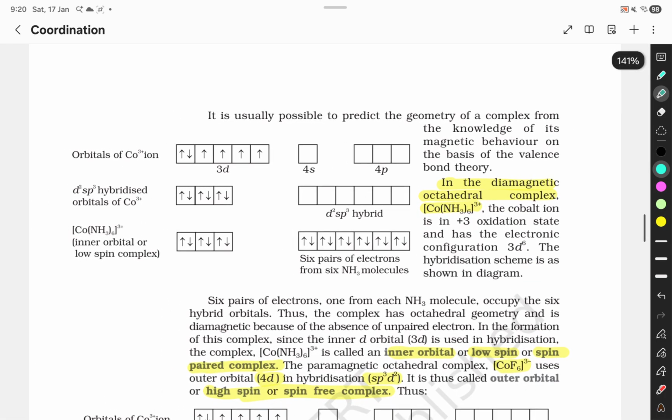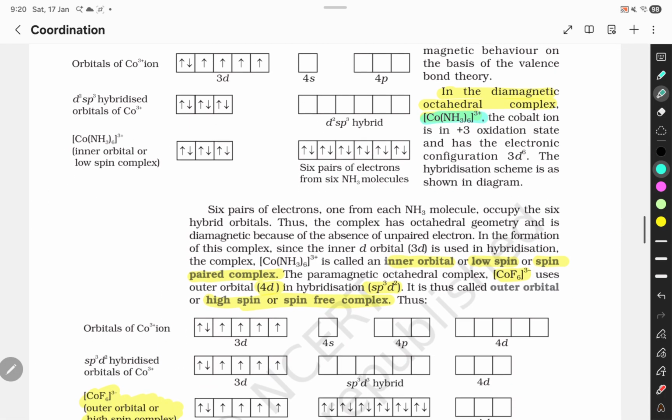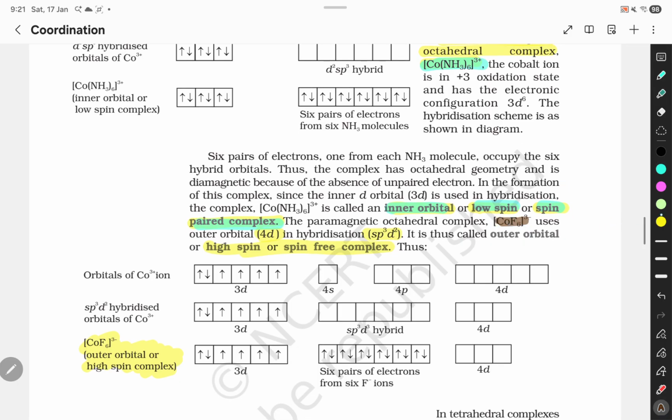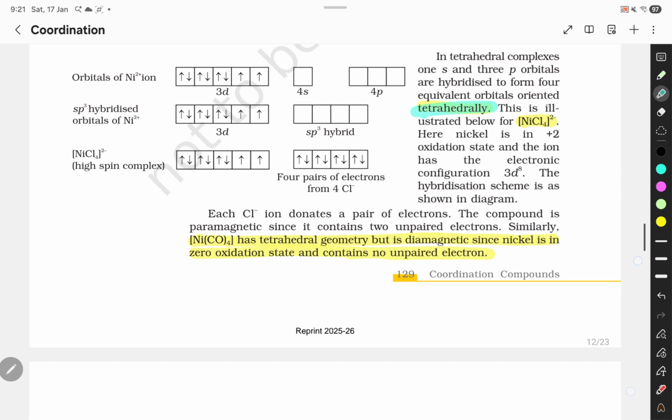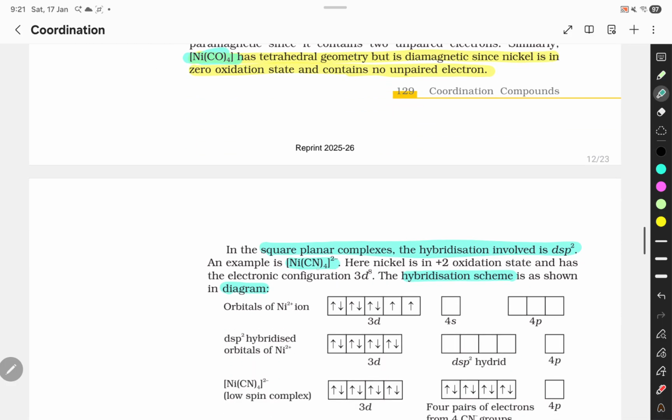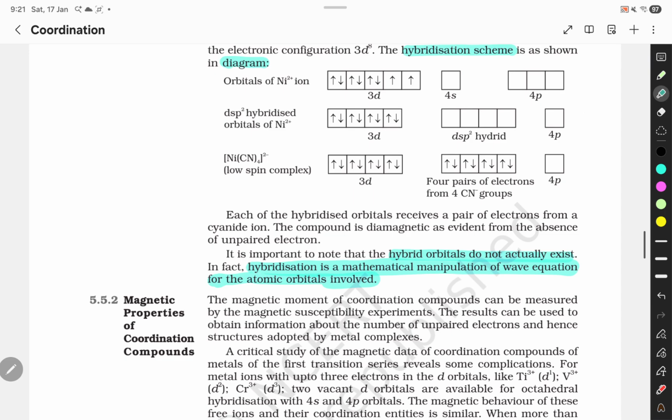So they've given the diamagnetic example as [Cu(NH3)6]3+, and everybody knows that inner orbital, low spin or spin paired complex is the same thing as when you say d2sp3, you're using the two inner d orbitals. Then [CoF6]3-, actually uses outer orbital configurations, and they're called high spin or spin free complexes, that everybody knows. For tetrahedral complexes, they've given [NiCl4]2- as an example, and for square planar they've given [Ni(CO)4] and [Ni(CN)4]2-. I'm pretty sure everybody knows that.